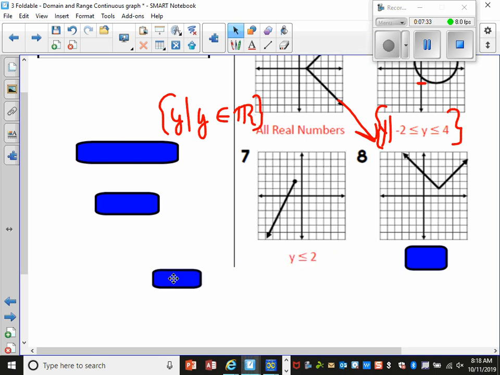Again, we're just looking at the y values. We're starting right here at 2. And then as this graph continues to go, the y's are getting smaller. So y such that y is less than or equal to 2. Now, if that had been an open circle and not a closed dot, we would have just used less than without the equal sign.